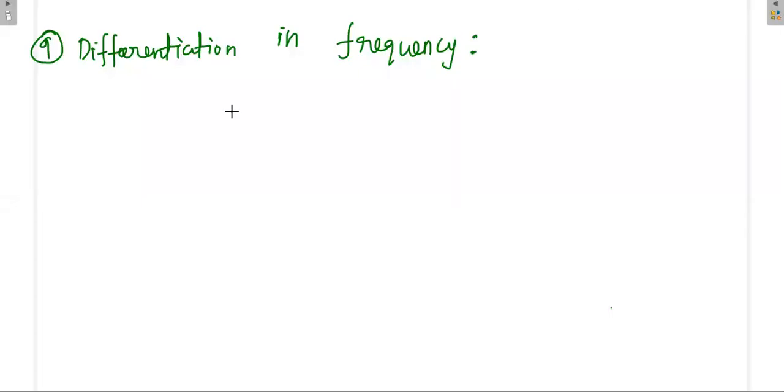In the last class, we have seen the properties of Fourier transform. In this class also, we will continue with that. So the next property is differentiation in frequency. Fourier transform of signal x of t is x of omega.